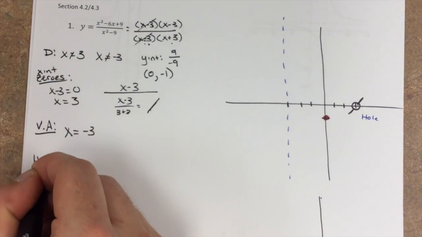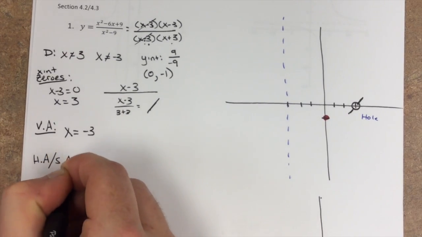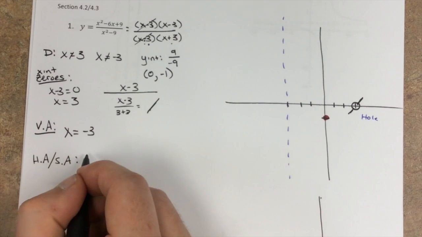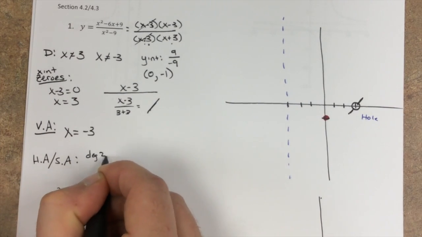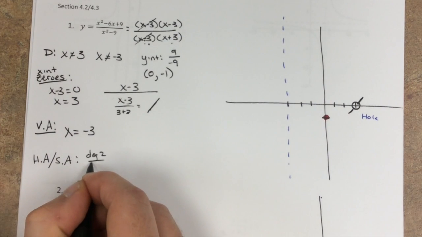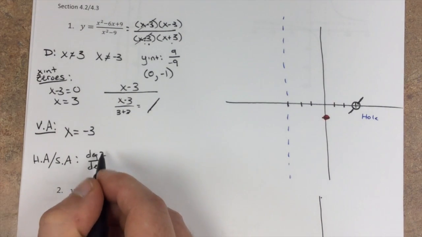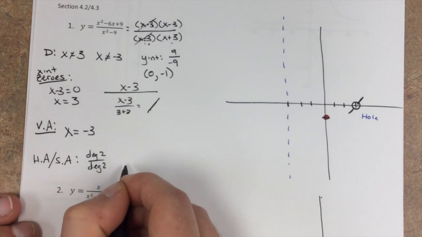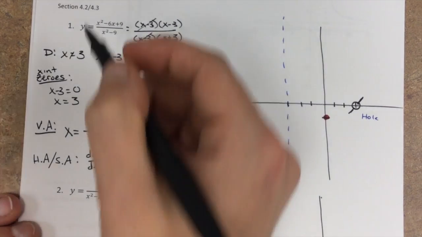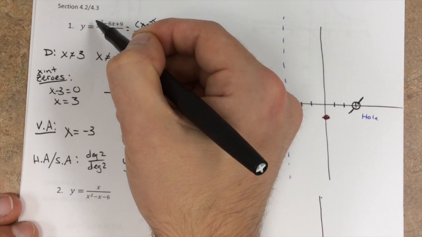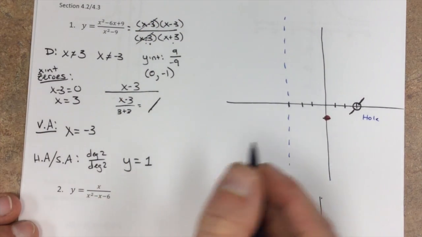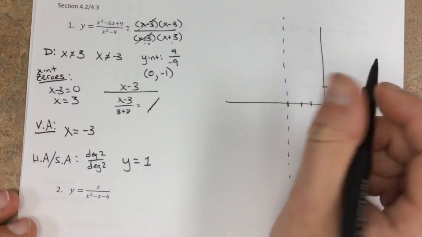To find the horizontal or slant asymptote, I look at the degree of the numerator. I have degree 2 on top, and I have degree 2 on the bottom. Because those degrees are equal, I'm going to have a horizontal asymptote at y equals the ratio of the coefficients. There's a 1 in front of the x, 1 in front of the x. So y equals 1.